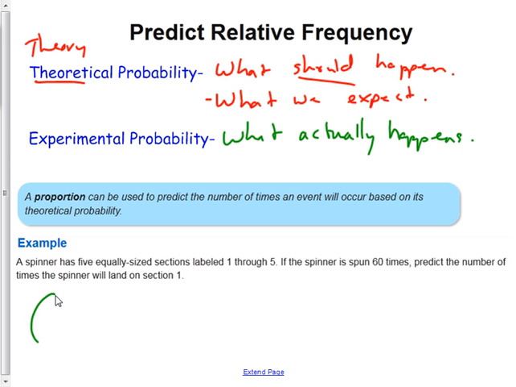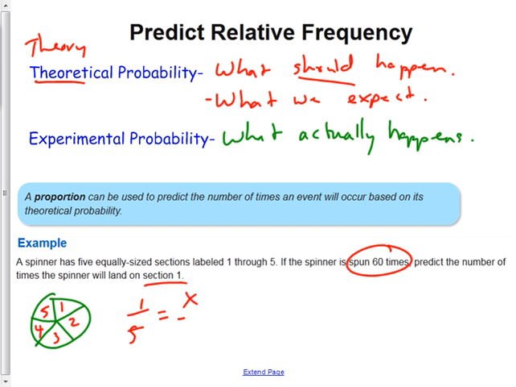So I'm going to draw my spinner, just like this. I'm going to label them 1 through 5. So here's 1, 2, 3, 4, and 5. If the spinner is spun 60 times, predict the number of times the spinner will land on section 1. Well, section 1 would just be 1 out of 5 times. And we want to know how many times out of 60. So we set up this proportion. 1 out of 5 times it's going to land on 1. So how many times out of 60?